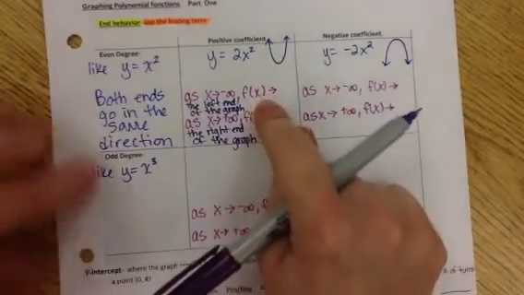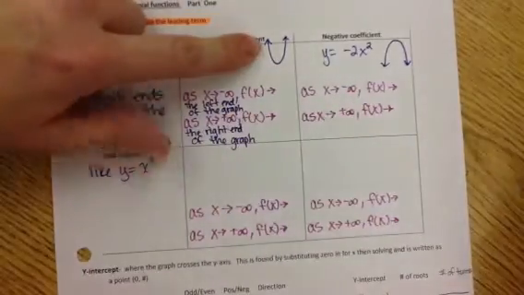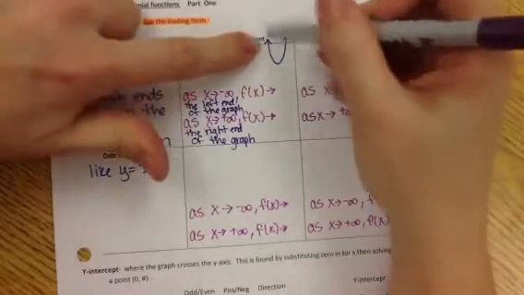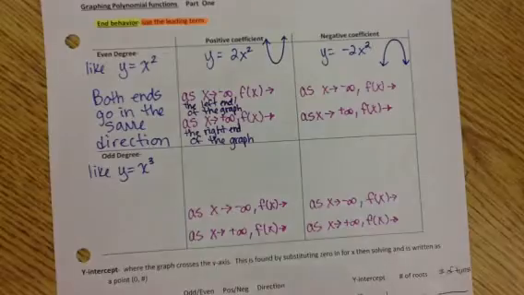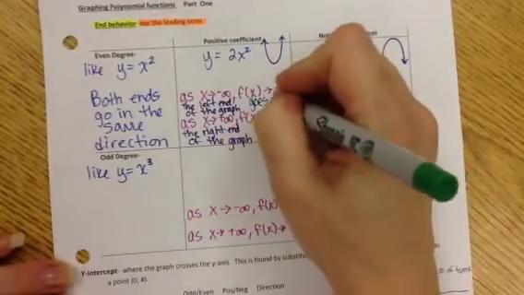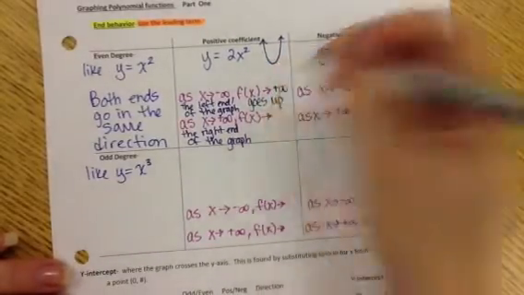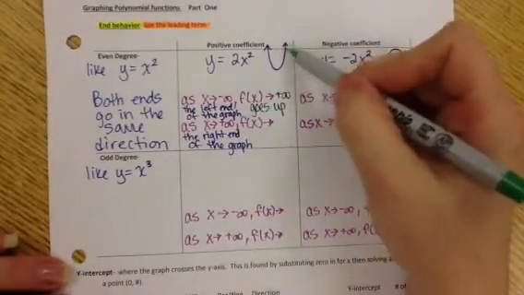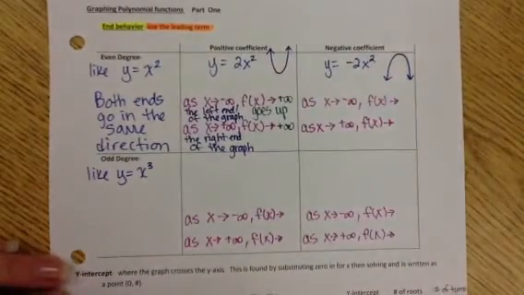So on the first statement, as x goes to negative infinity, I want to look at the left-hand arrow of my graph. On this one, it's y equals 2x squared. The left end of my graph is going up. So to write that the left end of my graph goes up, I'm going to write f of x goes to positive infinity. Now if you look at the right end, the graph also goes up, so that's going to be positive infinity as well.